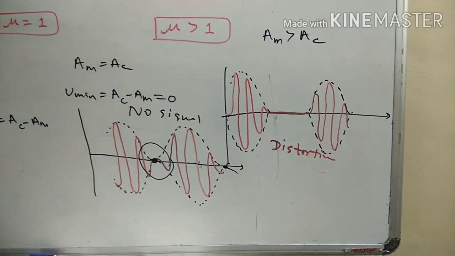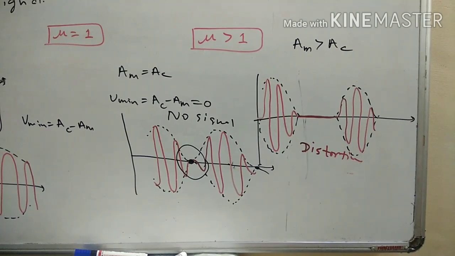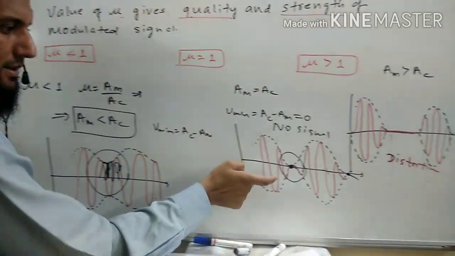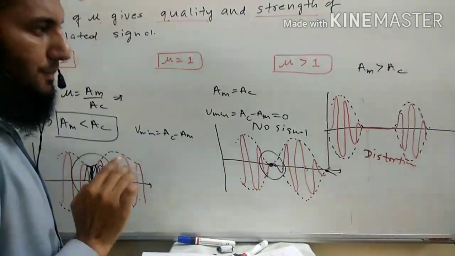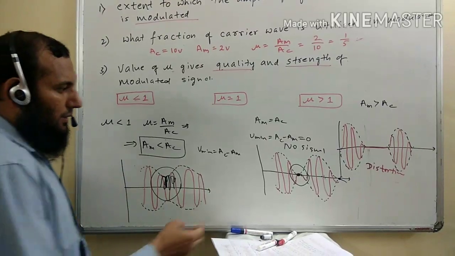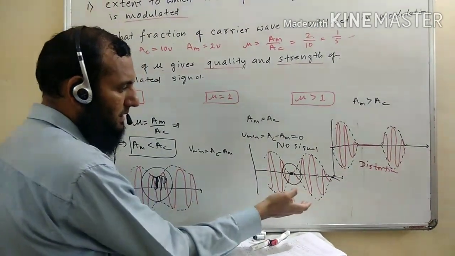So from this, what we understand is that the value of mu determines the quality and strength of the amplitude modulated signal. From our common sense we can understand that we don't want this kind of signal, because at some point there will be no signal.